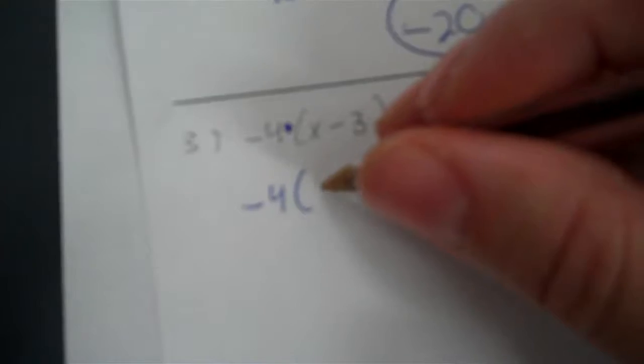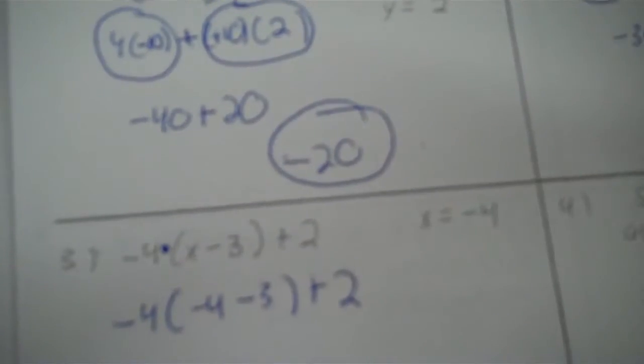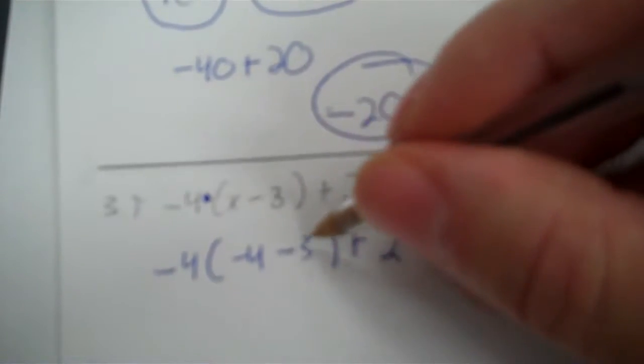Okay, next problem. Negative 4 times the parentheses x minus 3 plus 2. Now, let's put that negative 4 in for x, then see what we have. So negative 4 parentheses, I'm putting negative 4 minus 3 and then plus 2. Okay, now do I have any minus signs? I do. I have this minus 3. I'm subtracting a positive 3, so I'm going to make that plus, and then the 3 that's after it becomes a negative.